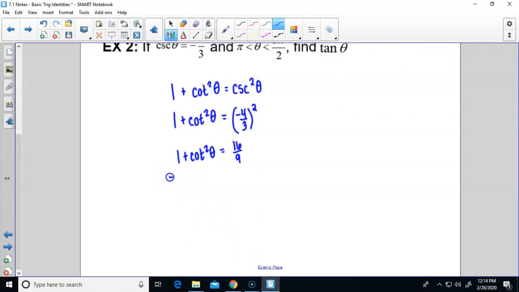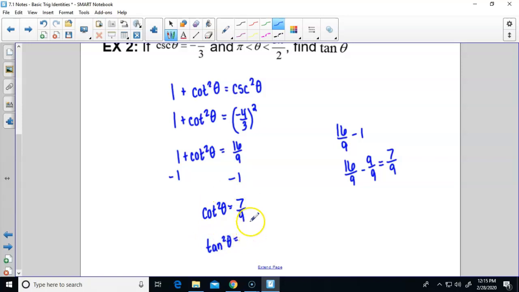And so 1 plus cotangent squared theta is going to equal 16/9. If we subtract 1 from that, 16/9 would be 16/9 minus 9/9 if we get common denominators. So for that, we would get 7/9. So cotangent squared theta equals 7/9. At this point, I'm going to go ahead and switch. That means tangent squared theta would have to equal 9/7. And we could square root both sides to get rid of the square.